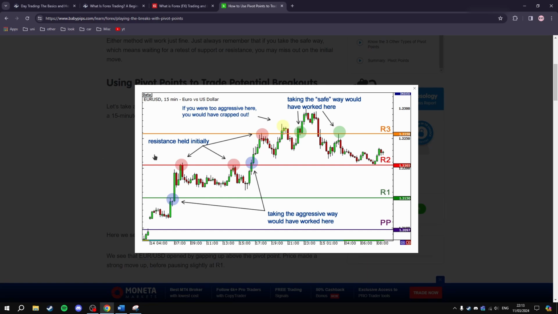Resistance held initially, but then shot up again. If you were too aggressive here, you would have been capped out. Taking the safe way would have worked here. So waiting for the retest, I'm assuming. Capped out as in it won't go up any further, it will just drop back down again, I think.